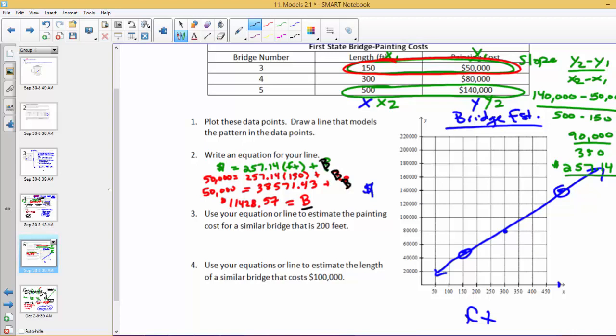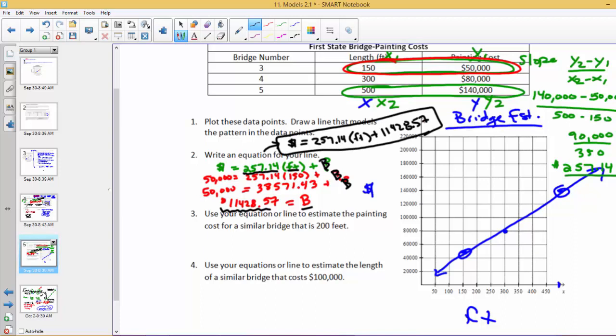So this is saying that the company charges a base amount of that much, and then for every foot that is added to the length of the bridge, the cost goes up by $257.14. So your equation is that the money is equal to $257.14 times the feet plus 11428.57. So your equation might not be exactly that.